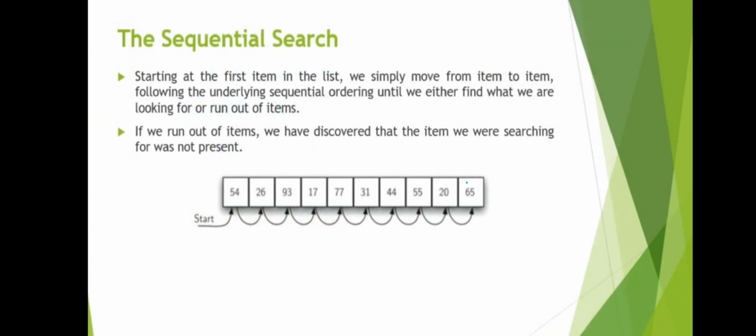In some worst cases I can go to 65, which is the last. Even then the item may not be found. So two possibilities: identifying the key from its left or right, or in some cases the particular item cannot be found in the list.